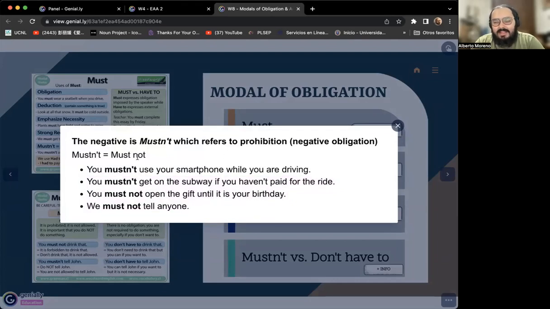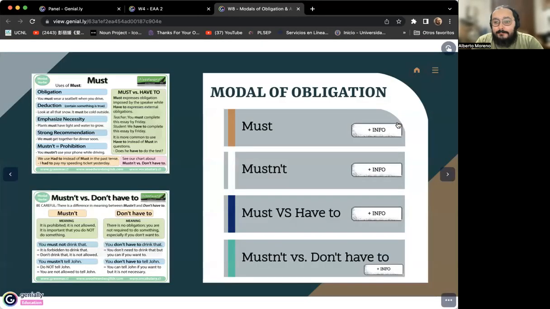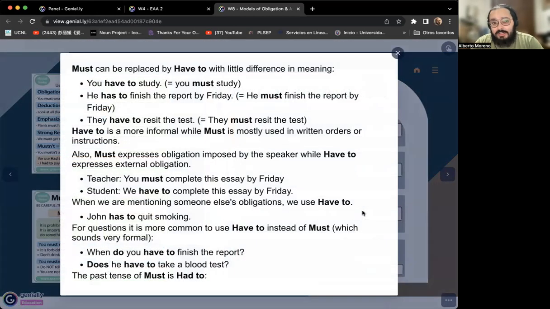Must not is used to express prohibition. Must to express obligation, mustn't to express prohibition. But what is the difference between must and have to? Because have to is also used to express obligation. Well, have to is not a modal verb, it is actually a verb, but it can work as a modal verb to express obligation. And as it says here, must can be replaced by have to with a little difference in meaning, okay?